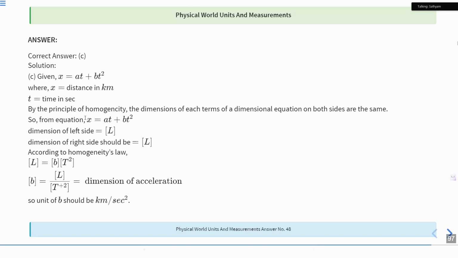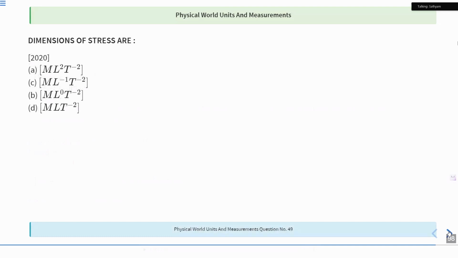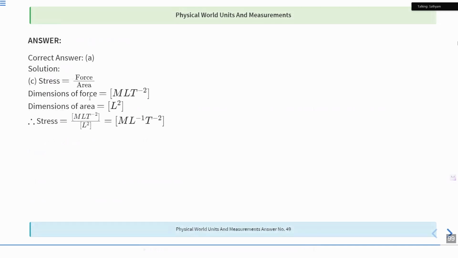One thing is the principle of homogeneity. Then you have Vernier caliper. Then you have error measuring. These two are the same things. Then you have your dimensional formula calculation. These 4 to 5 things are important in this chapter. Dimension of stress. Stress is equal to force upon area. Correct? Same as pressure.